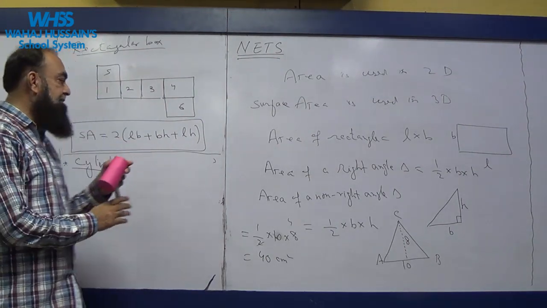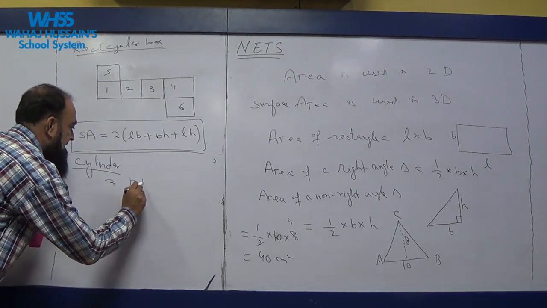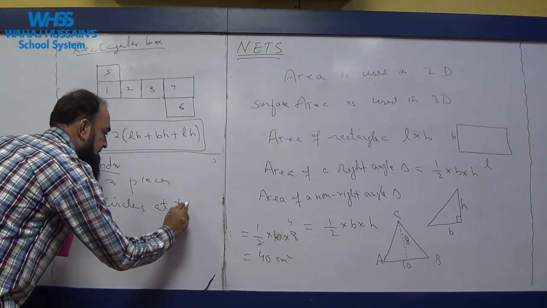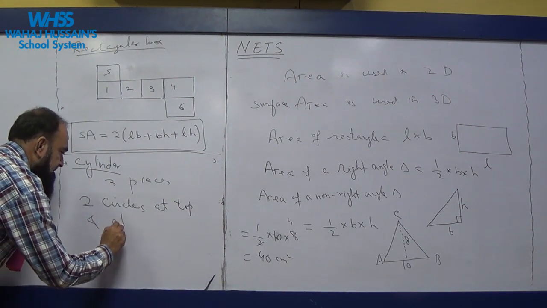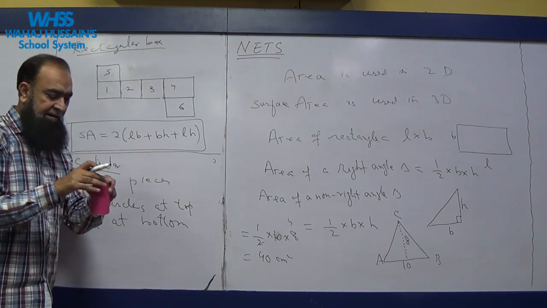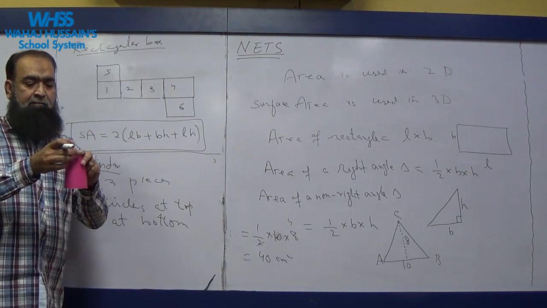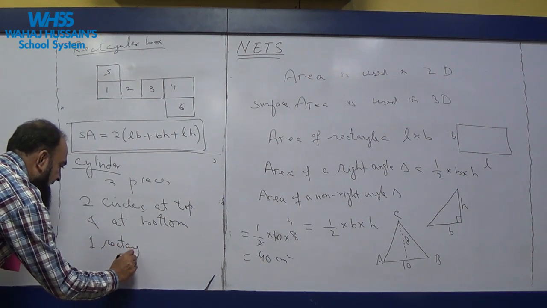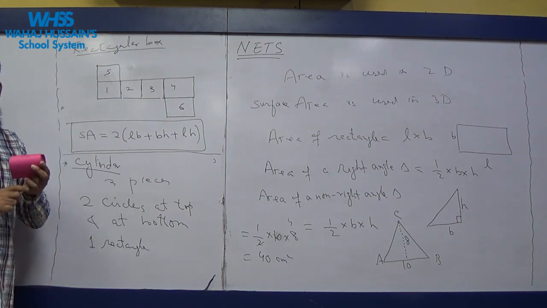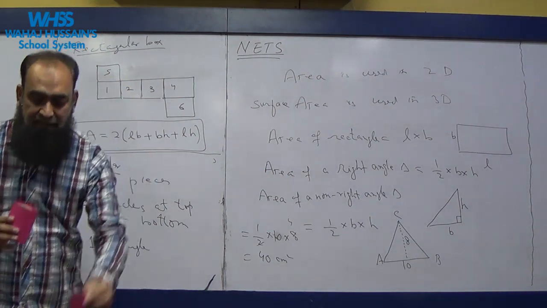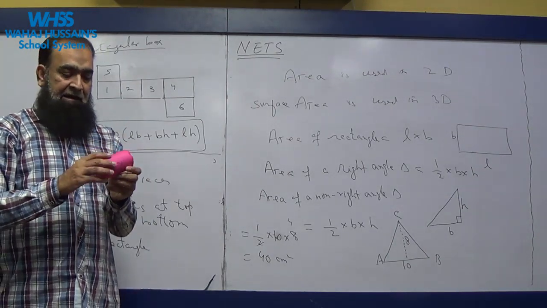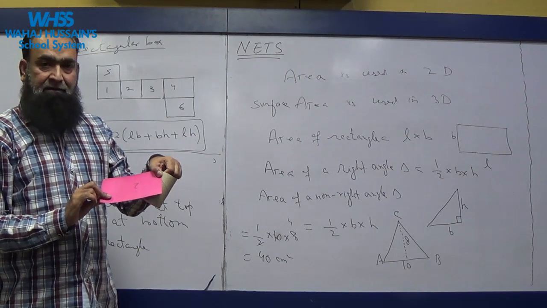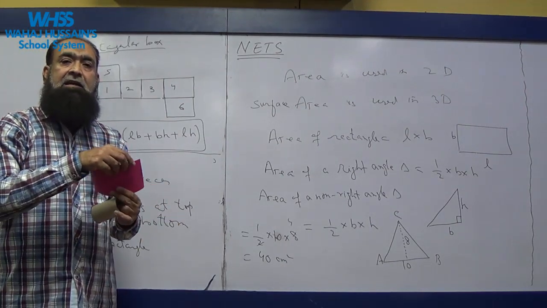You can see it consists of 3 pieces, 2 circles at the top and bottom. You can check it. This is the top circle, this is the bottom circle. So it consists of 2 circles and 1 rectangle. How? Look at this. I am just opening this cylinder. What will you find? This is 1 circle. This is another circle you can see. And if I open this one, that is the curved surface area, which is basically a rectangle.